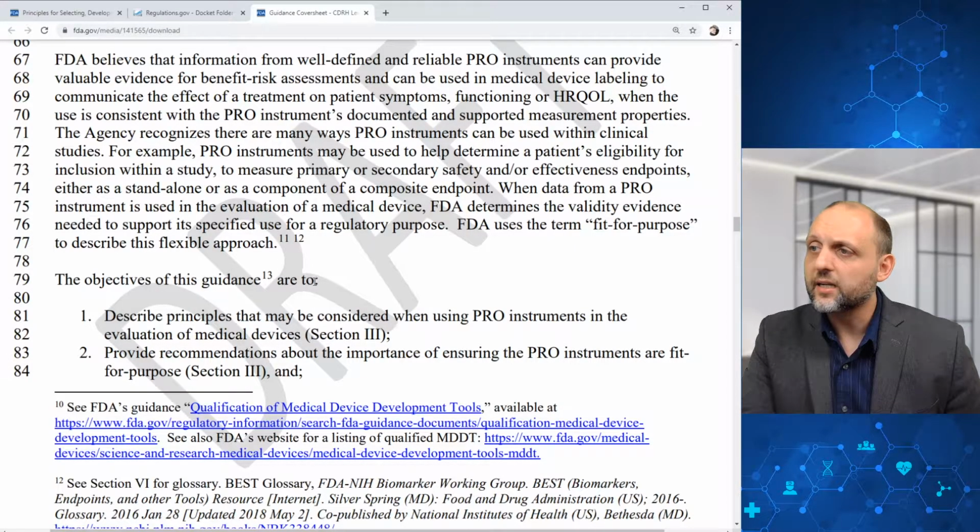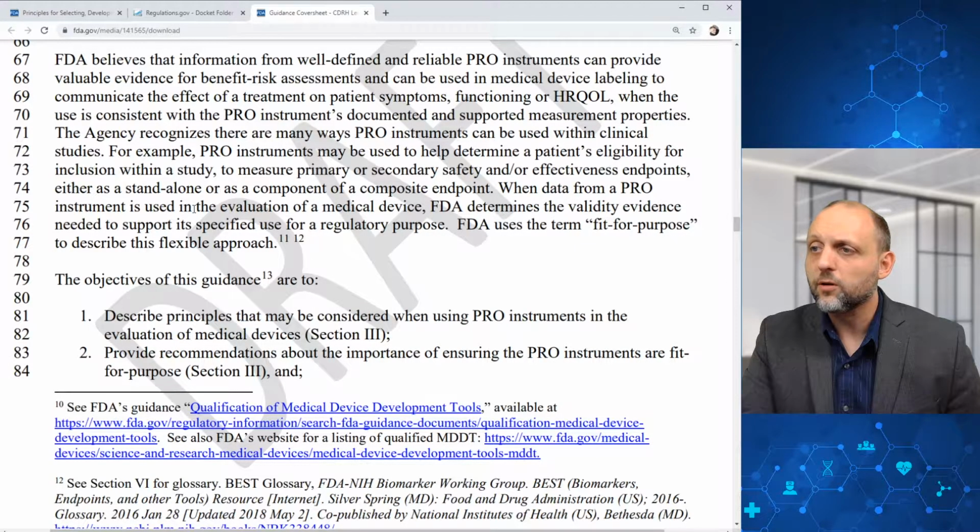The agency recognizes there are many ways PRO instruments can be used within clinical studies. For example, PRO instruments may be used to help determine a patient's eligibility for inclusion within a study, to measure primary or secondary safety and/or effectiveness endpoints, either as a standalone or as a component of a composite endpoint.